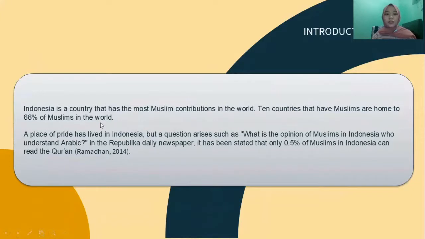Indonesia is the country with the largest Muslim population in the world. Ten countries that have Muslims are home to 66% of Muslims in the world. It is a place of pride, but a question arises: what about Muslims in Indonesia who understand Arabic? The Republika daily newspaper has said that only 0.5% of Muslims in Indonesia can read the Al-Quran.